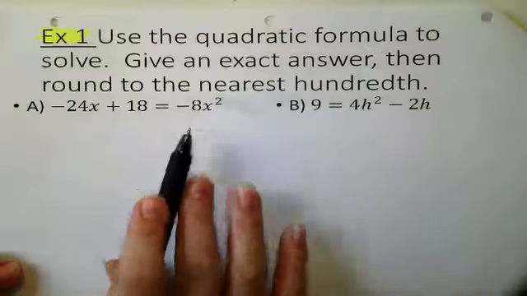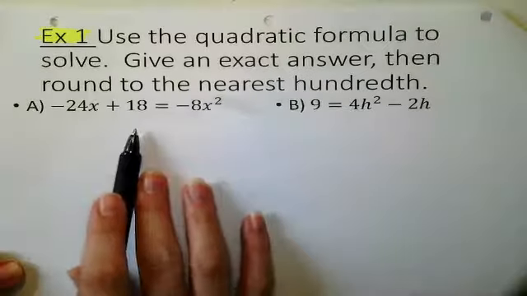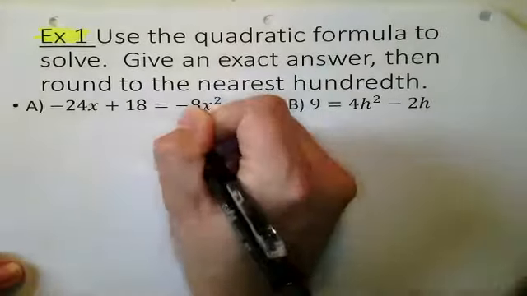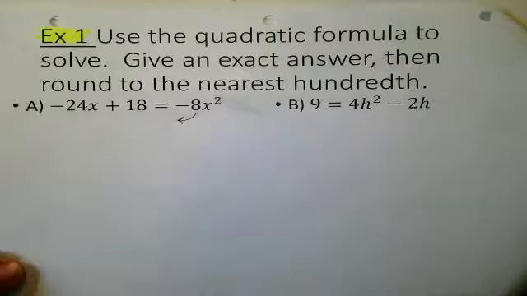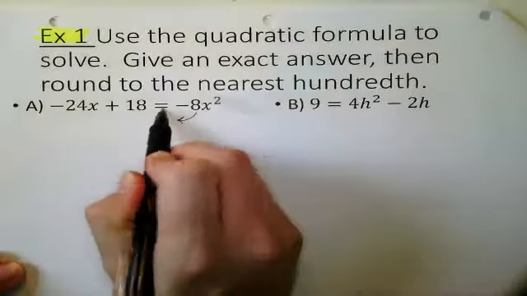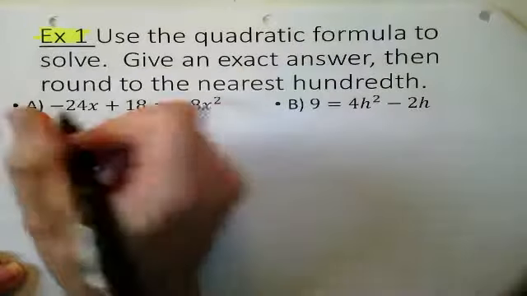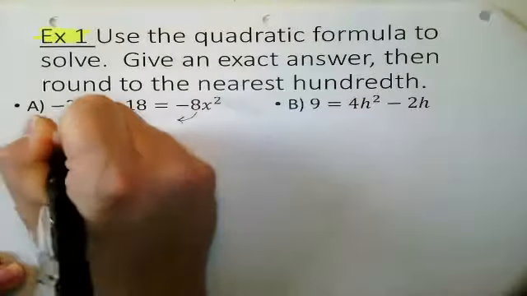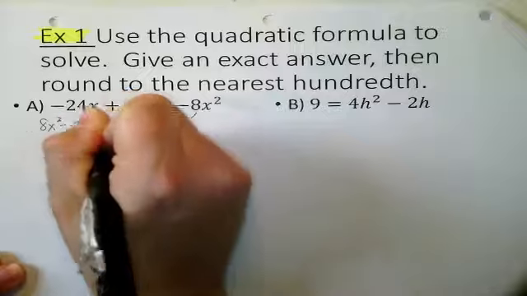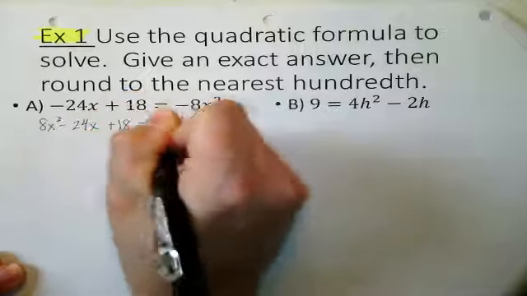So first of all, we need to be in the proper form, and this is not in the proper form. So I'm going to go ahead and move this term to the right-hand side, so we're set equal to 0. To move the term across the equal sign, it changes sign. So positive 8x squared minus 24x plus 18 equals 0.